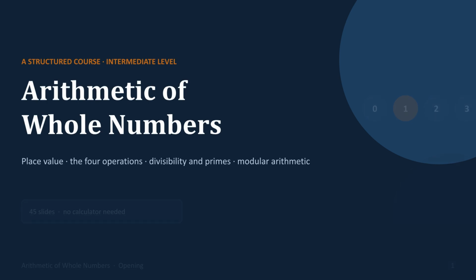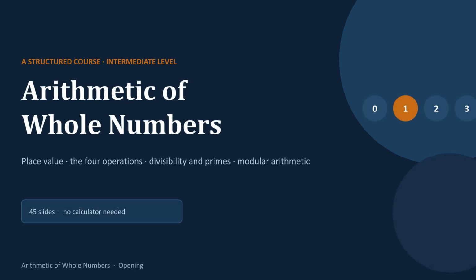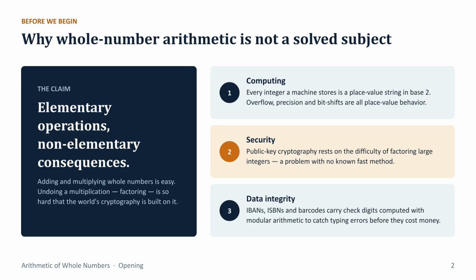Welcome. Over the next 45 slides, we are going to rebuild whole number arithmetic from the ground up, but at an intermediate level. We will explore why these operations work and how they form the backbone of modern computing, cryptography, and data integrity. It is tempting to think of whole number arithmetic as finished business, but it is far from solved. The security of your digital life, the precision of computer storage, and the accuracy of your financial records all rely on these elementary operations.